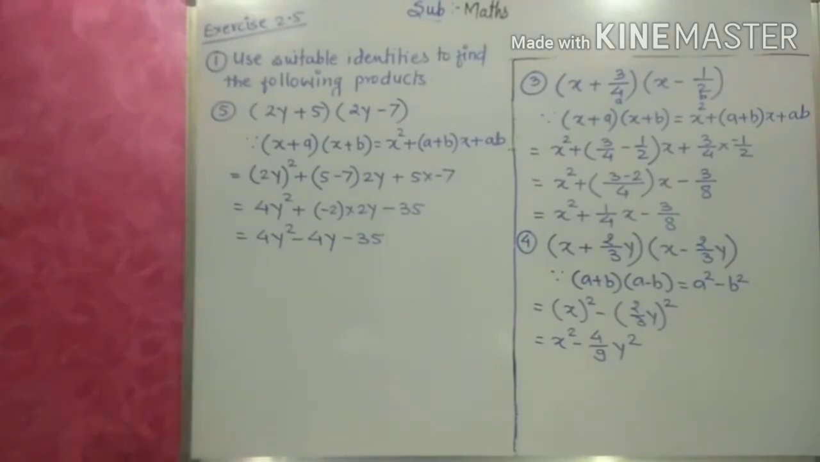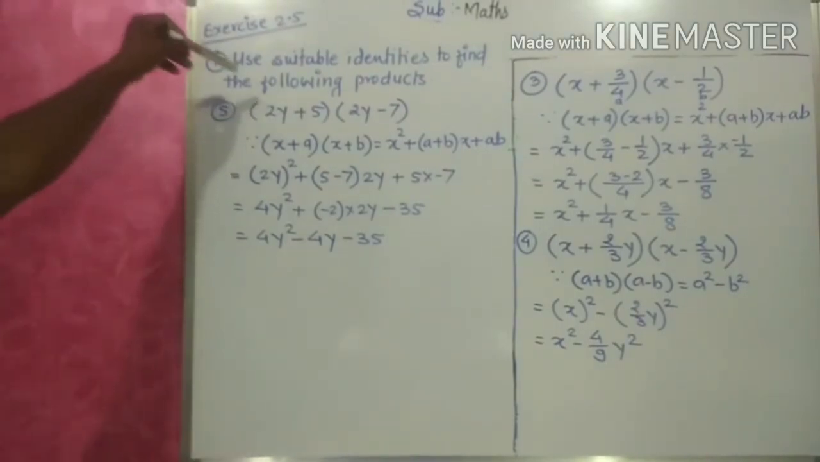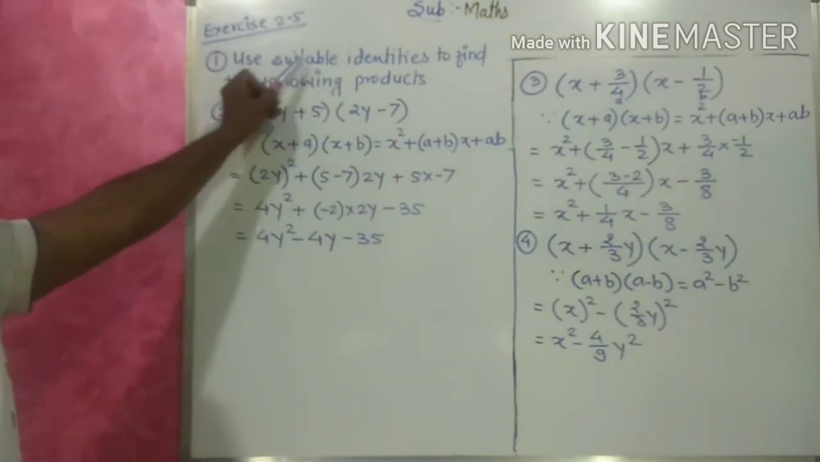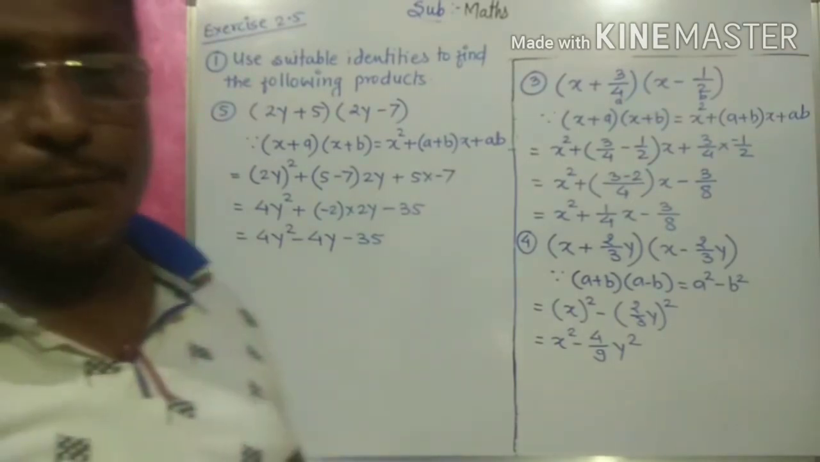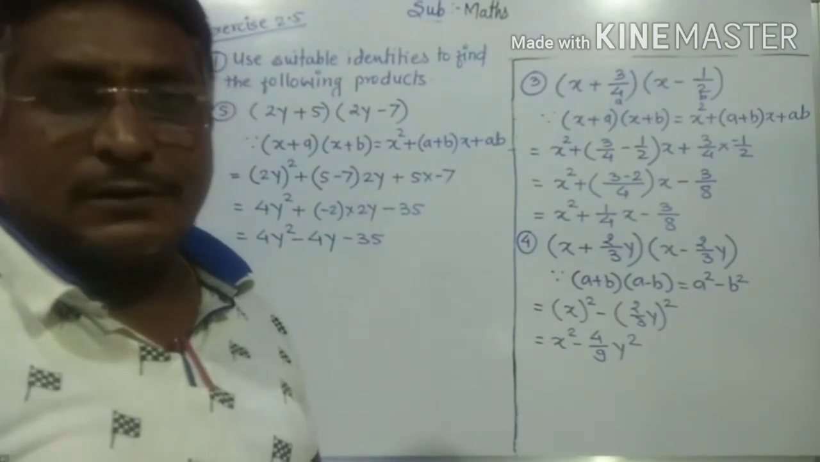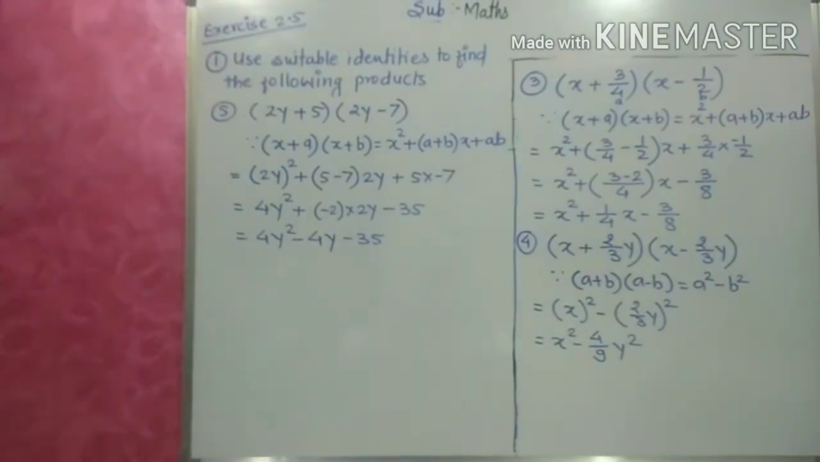Hope you understand, students. First question: how to do the product by using suitable identities. So I explained 5 examples. The first question has 5 examples given. Those 5 examples are the homework for you. Okay students, now we will go on to the second question.